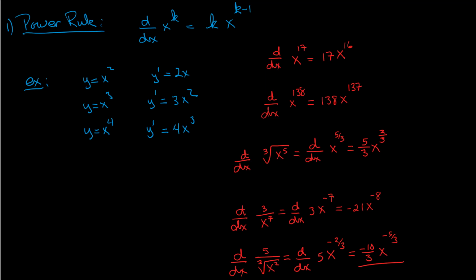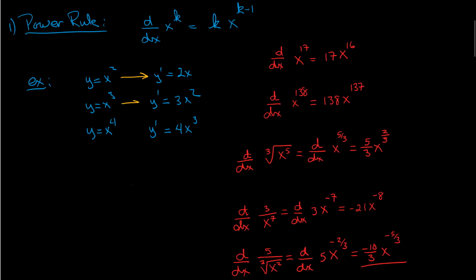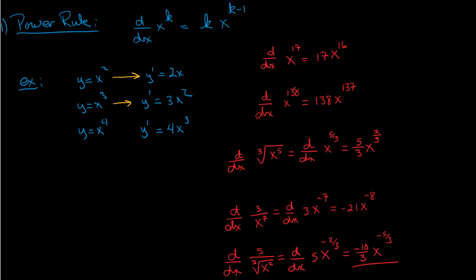For example, if we have something like x squared, the derivative is going to be: bring the exponent out front as a coefficient, 2, and decrease the exponent by 1. 2 minus 1 is 1, so we wind up with 2x to the first power. We typically don't write the 1 in the exponent. If we have something like x cubed, the derivative is going to be: bring the exponent out front as a coefficient of 3, and x is raised to the 3 minus 1, which is 2. So 3x squared. The derivative of x to the fourth, same game, 4x cubed.